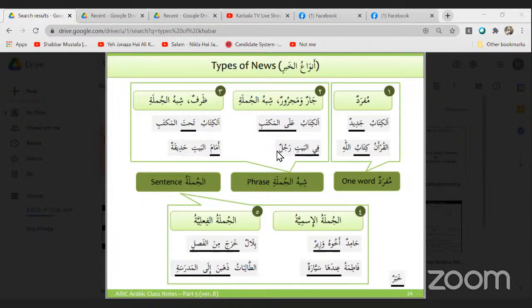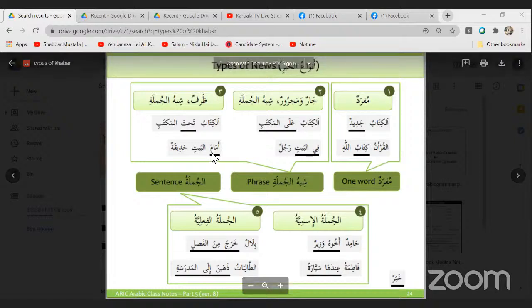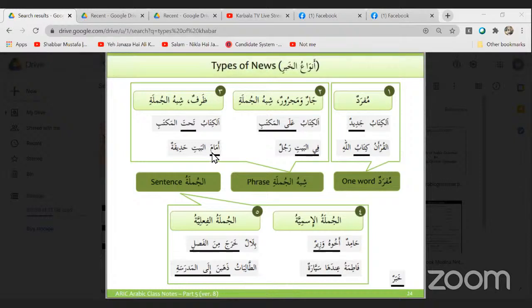Now, Sister Sabira and Sister Tahrina, remember I said about rajulun. Rajulun is indefinite, it does not have alif lam. And fi is a preposition. Amama is zarf, an adverb which indicates place and time. So here, why is amam al-bayti, in front of the house, the khabar? It's mudaf ilay, and it's khabar.